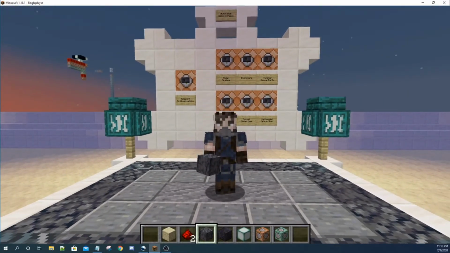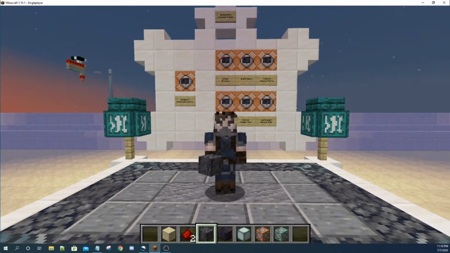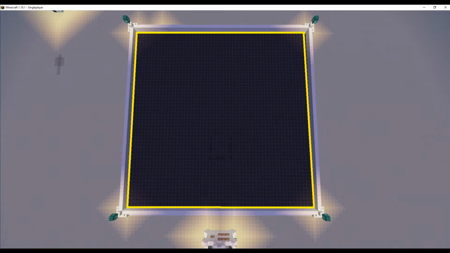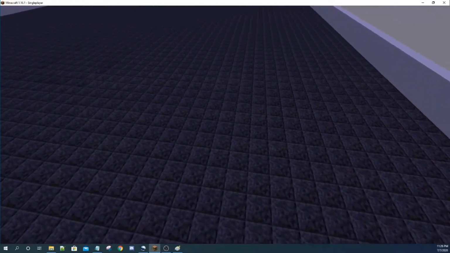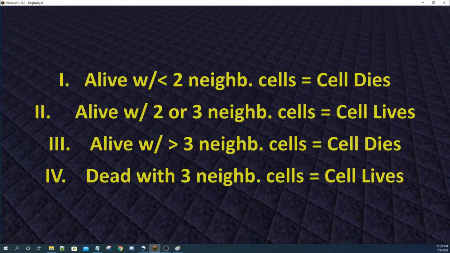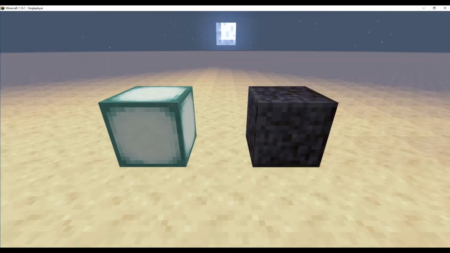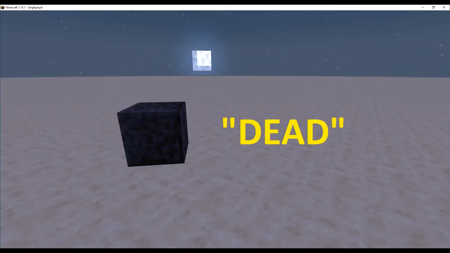Here I've made a cellular automaton, specifically Conway's Game of Life in Minecraft. The Game of Life is a very simple example of cellular automaton, where on a grid of cells, each cell must follow 4 rules before determining the state of the same cell in the next generation. There are only 2 states, alive or dead.